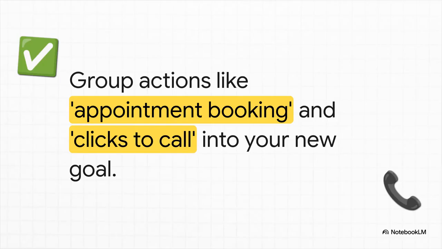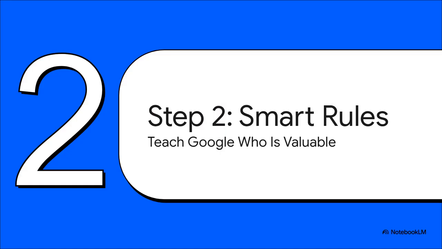And this is where you really take back control. You get to cherry-pick only your best, most valuable conversion actions. So you group those really high-intent moments, like a completed appointment booking or a direct click to call, into this new super focused goal. This sends just an undeniable, powerful signal to Google's AI about what you actually want it to do.